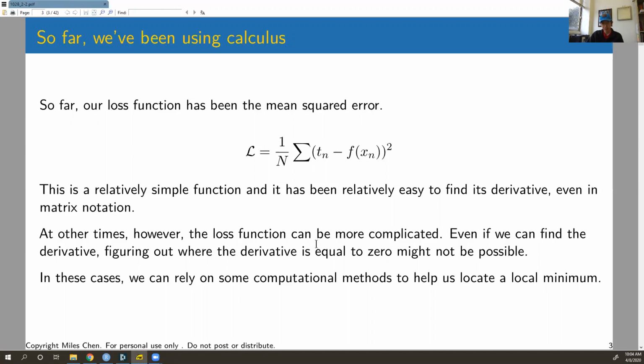Sometimes this loss function can become very complicated. And it's also possible that you might be able to find the derivative, but figuring out where the derivative is equal to 0 could end up being a challenge. Calculating where the derivative equals 0 could become very difficult, or maybe even impossible. And so in those cases, how do we find a local minimum? Well, we have a computational method, and the one we're going to cover today is gradient descent.